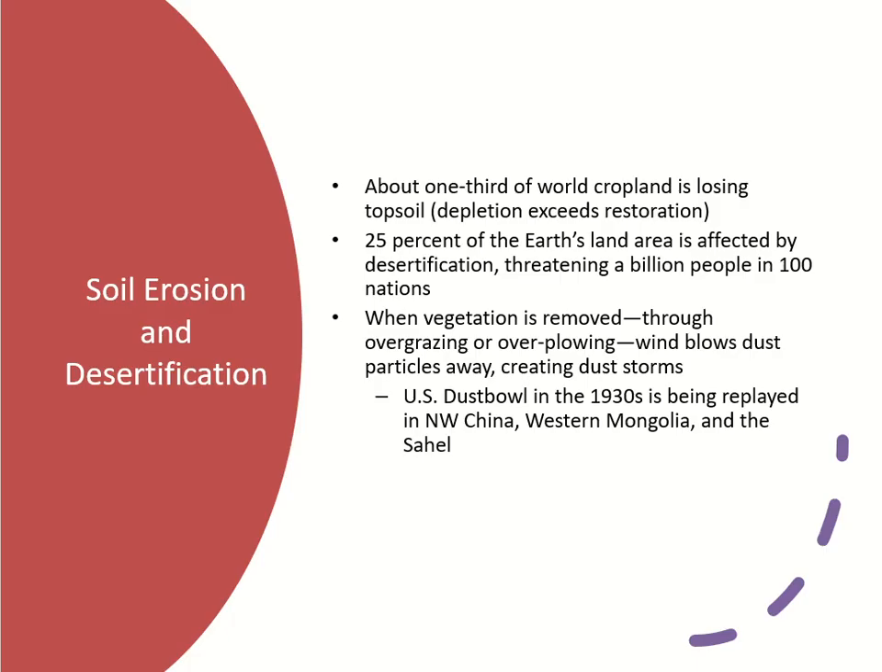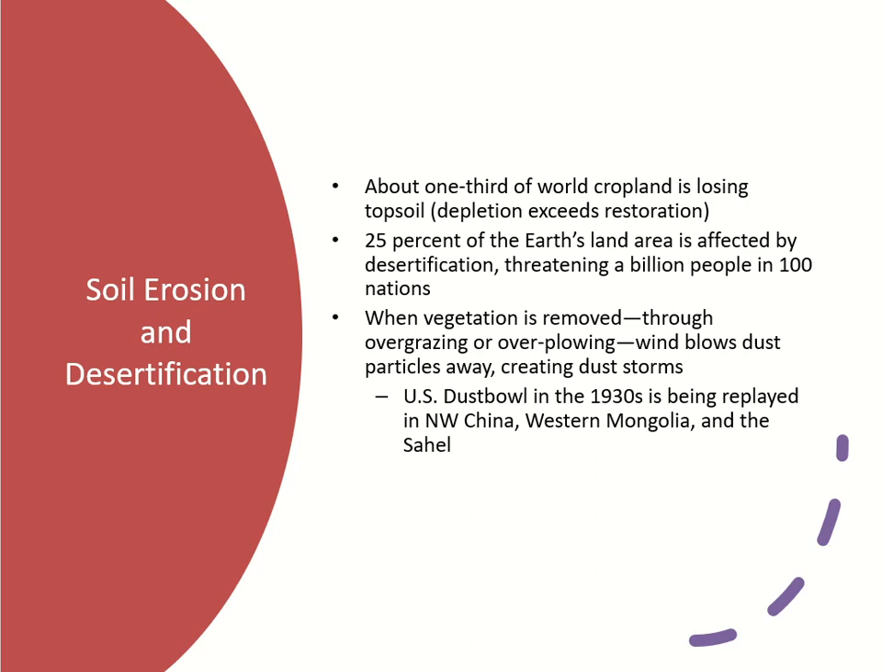trends. In terms of soil erosion, about a third of the world's cropland is lost to depletion because of monocrop agriculture, intense rain, or sometimes extremely arid conditions; desertification can also follow. About a quarter of the Earth's land area is affected by desertification, which threatens about 1 billion people directly. Of course, it threatens everybody once we think about the globalization of the food system.